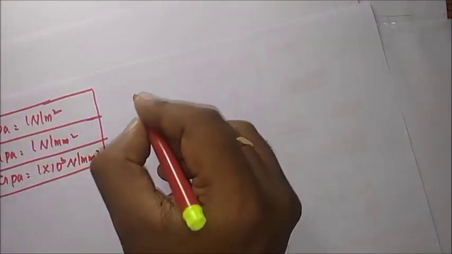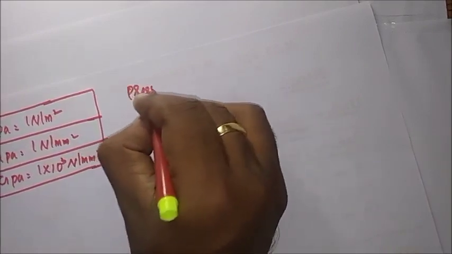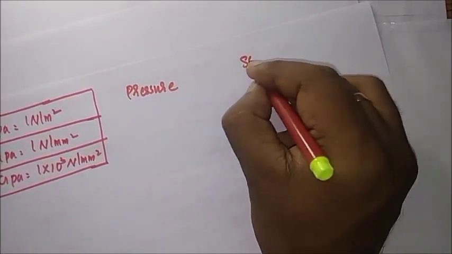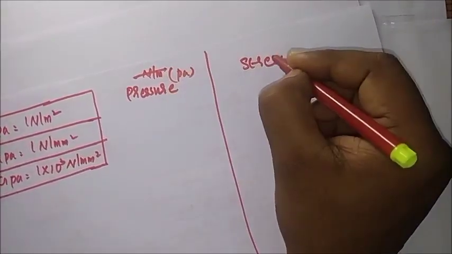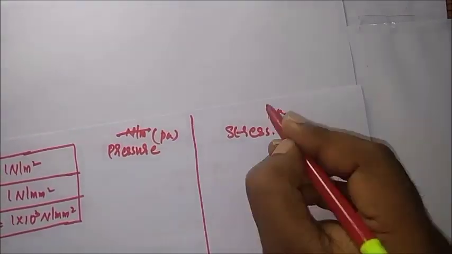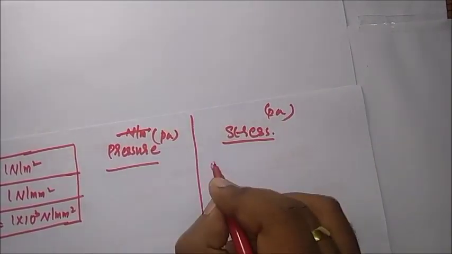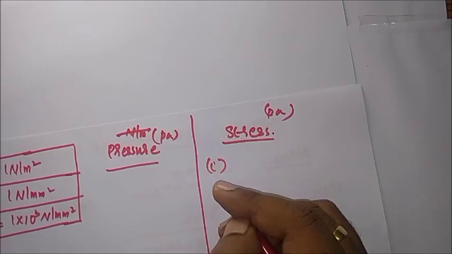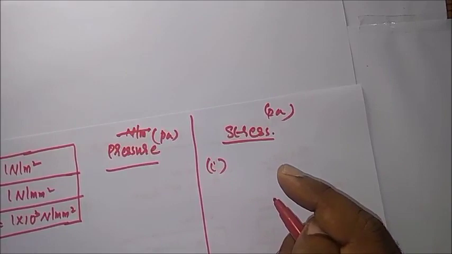Now you have to know the basic difference between pressure and stress. Have you heard about this? What is the unit of pressure? That is Newton per meter square, that is Pascal. What is the unit of stress? That is Pascal. Then what is the difference between pressure and stress? What is stress? It is the resistive force generated per unit area. That is the resistive force generated inside the body, the internal resisting force per unit area, which is known as stress.